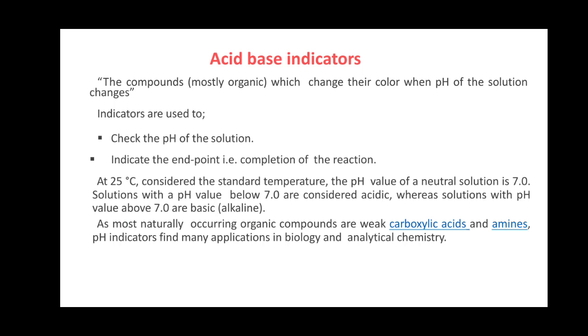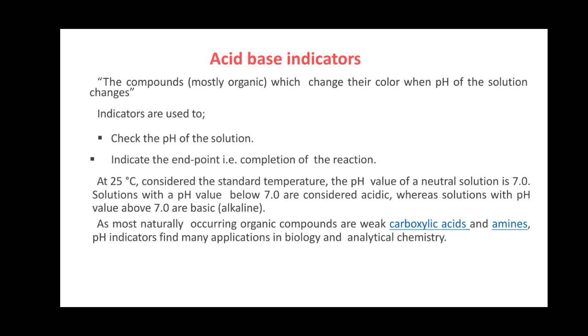So while doing titration with the acid and the base, to check the end point or the completion of a reaction, we'll be using the indicators. And at 25 degrees Celsius, considered the standard temperature, the pH value of a neutral solution will be 7. Solutions with a pH value below 7 are considered acidic, whereas solutions with a value above 7 are basic.